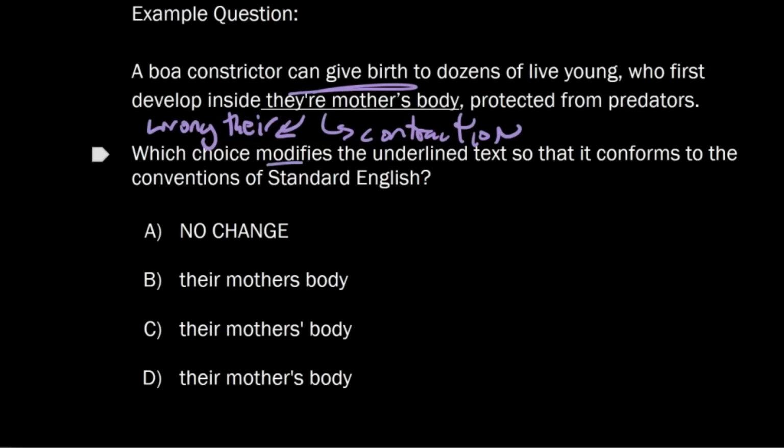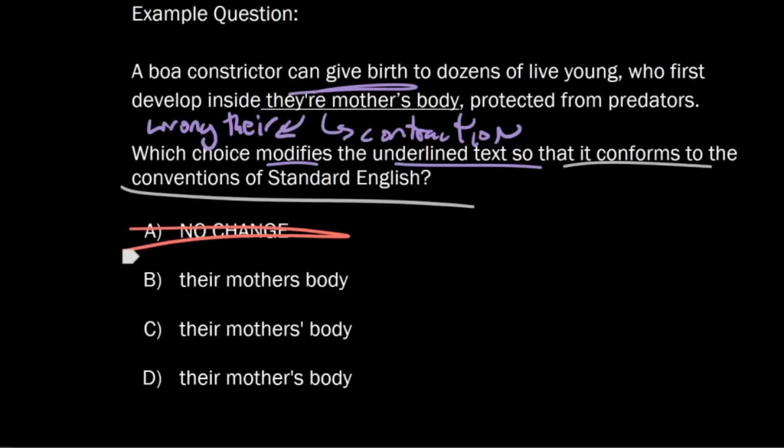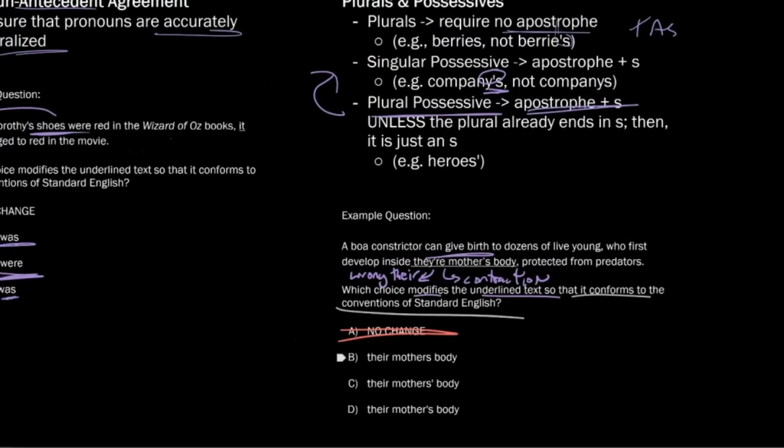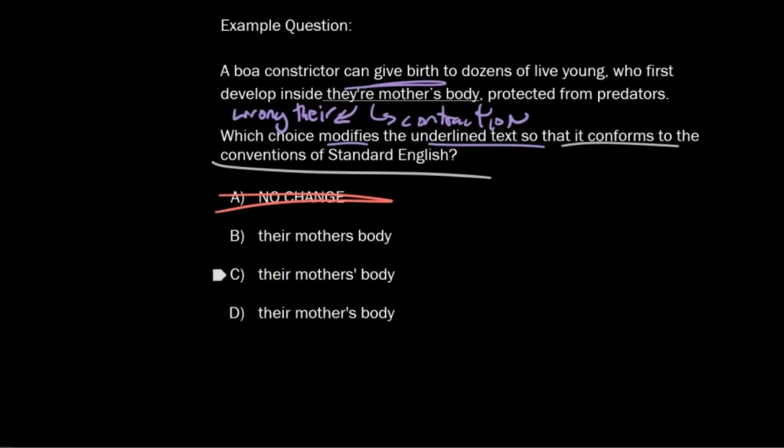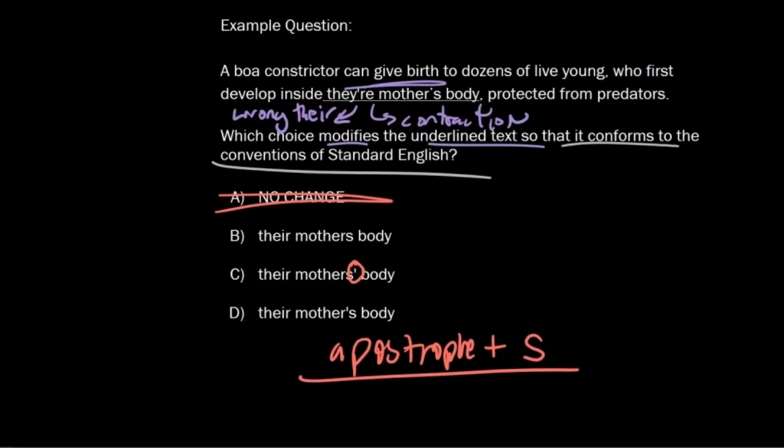But which choice modifies the underlined text so that it conforms to the conventions of standard English? Our typical question. No change? No, because we know this "there" cannot be correct, so we can just eliminate that right off the spot. "Their mother's body." Well, whose body is it? The mother has possession. The mother is a singular possessive, so the mother should have apostrophe S. It should not go after. That doesn't make any sense. It should be apostrophe plus S, which we see here. So the answer is D, and that is the end of SAT English.